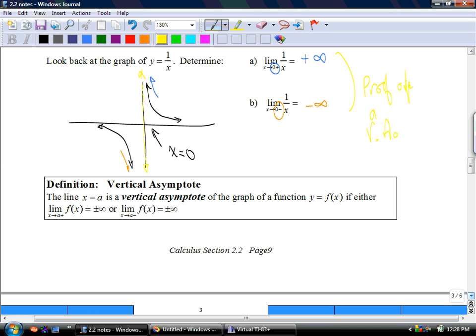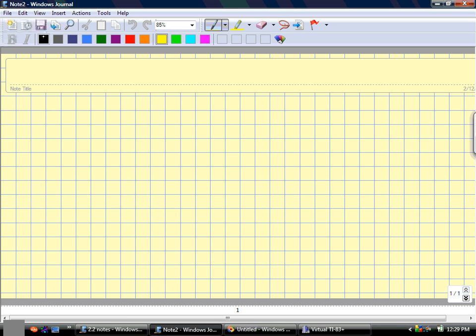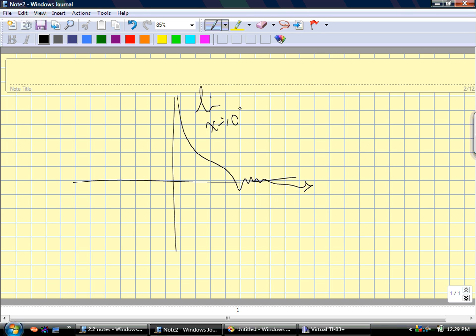Proof of a vertical asymptote. It doesn't have to be both. Only one of the two has to go to infinity. That's key. I can actually make functions that only have one vertical asymptote. If I draw a function that looks like this, that function only has the limit as x approaches 0 from the right. There is no function on the left-hand side.